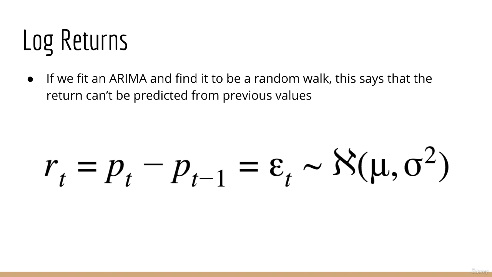Therefore, if we later fit an ARIMA model to a stock price time series, and we find that the best ARIMA model is ARIMA(0,1,0), this tells us that the data follows a random walk, and the return can't be predicted using previous values in the time series.